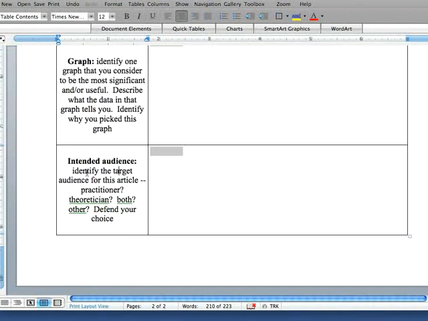intended audience. Identify who's the target audience for this article. Is this for somebody who wants to learn how to do computational chemistry? Is this somebody who's only interested in some of the theories of computational chemistry? Is this for both those people? Is this for somebody else? Try to figure out who was the audience for this article. Who was this article written for? Describe who that audience is.